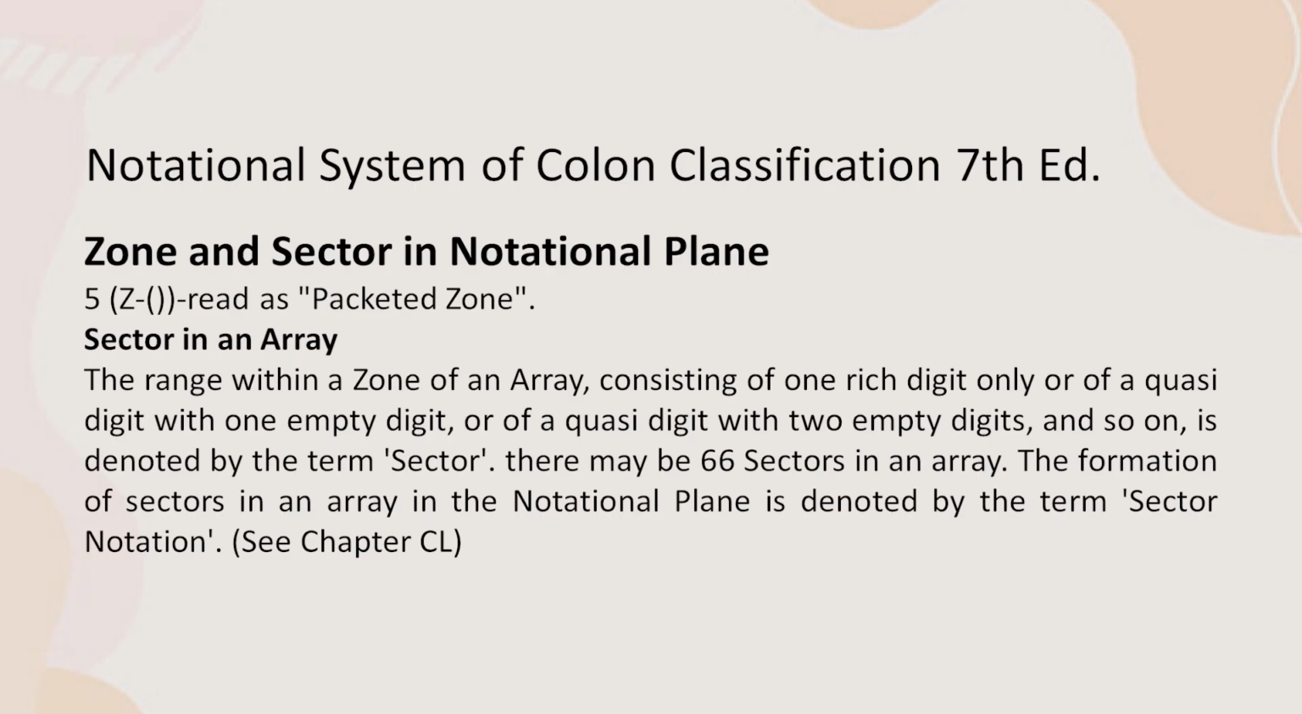And what is a sector in an array? The range within a zone of an array consisting of one rich digit only, or of a quasi-digit with one empty digit, or of a quasi-digit with two empty digits, and so on, is denoted by the term sector. There may be 66 sectors in an array. The formation of sectors in an array in the notational plane is denoted by the term sector notation. You can see chapter CL for a detailed study of zone and sector in the notational plane in CC 7th edition.